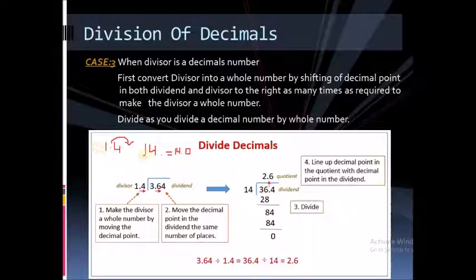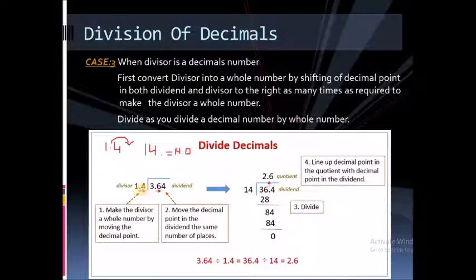Right? So for making this decimal number a whole number, I have to shift this decimal point to the right. How many times do I have to shift? Here I have to shift just one time. So it will come after 4 and this will become 14, which is a whole number. So I have to shift the decimal point of the dividend also one time to the right only.